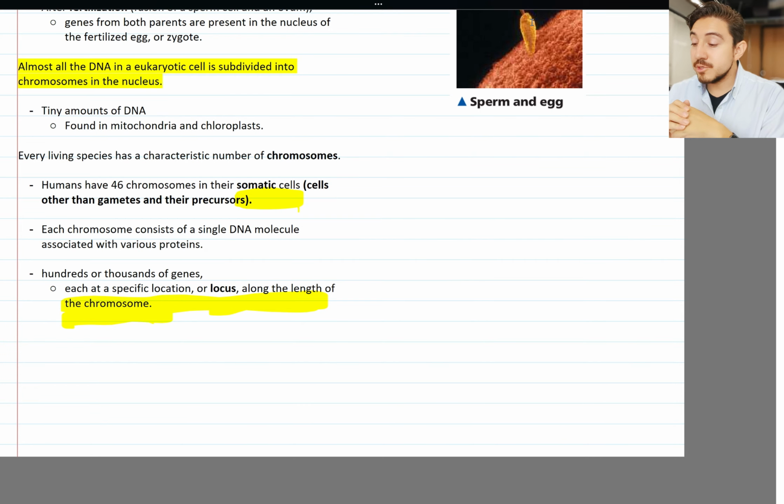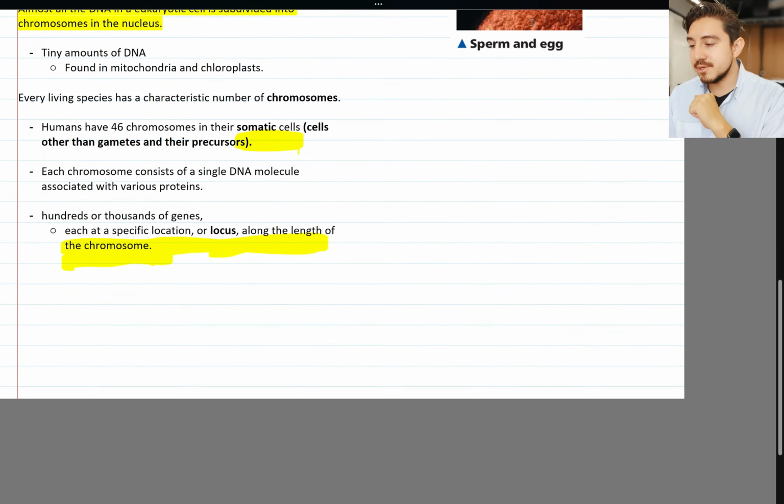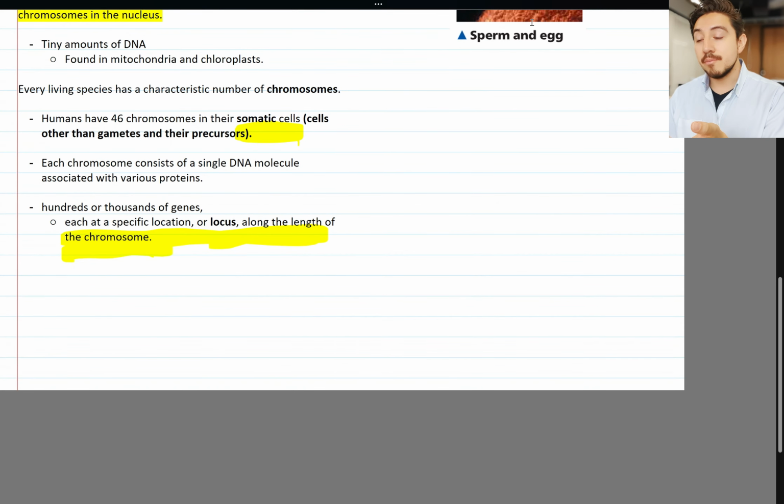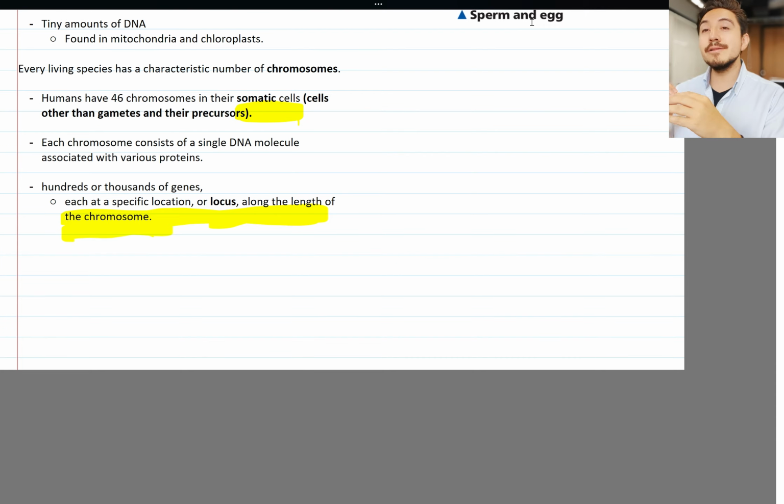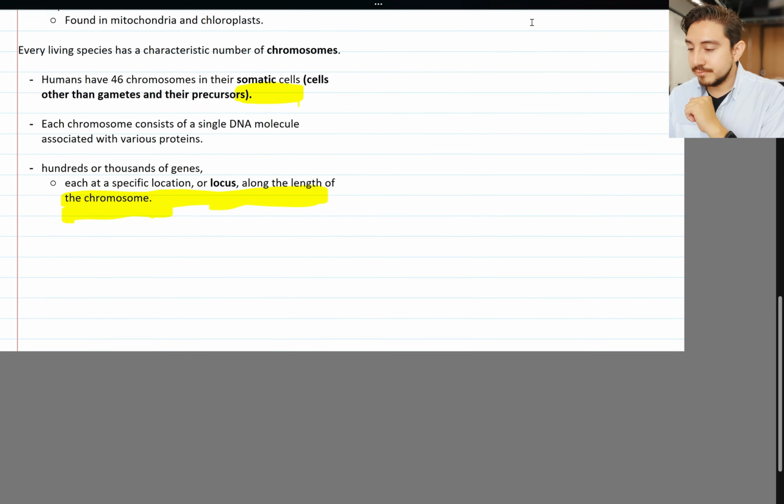Every living species has a characteristic number of chromosomes. Humans have 46 chromosomes in their somatic cells. This is another term that you need to start familiarizing yourself with, which is your body cells, or all the cells in your body with the exception of sex cells, or gametes, and their precursors. So we have 46 chromosomes.